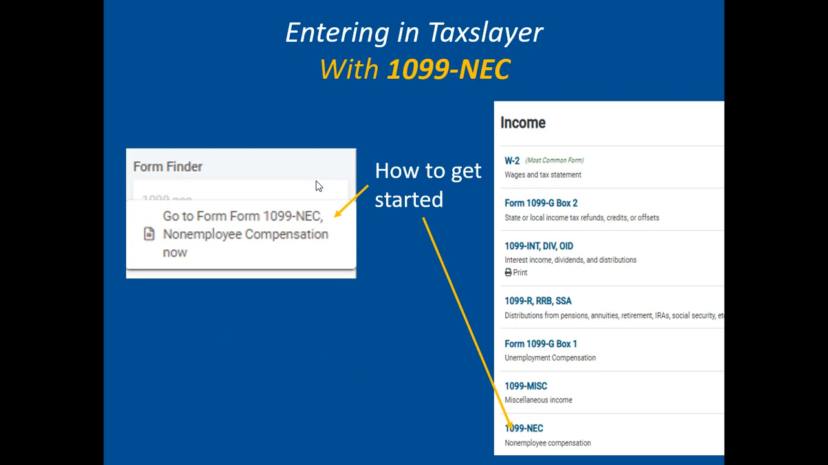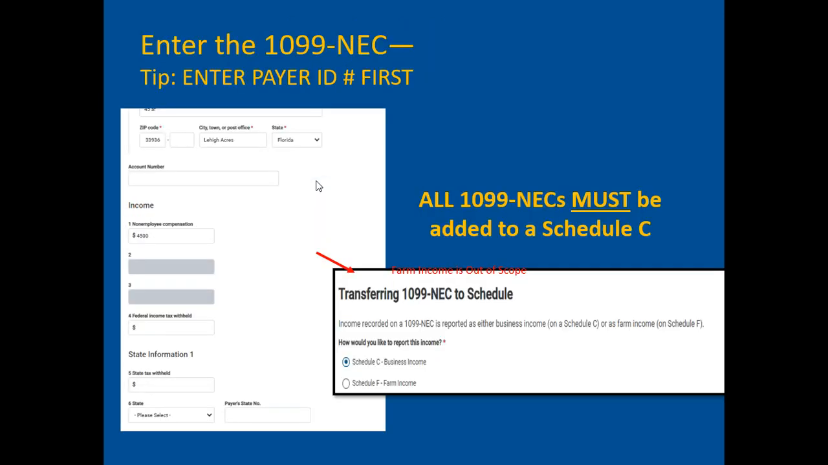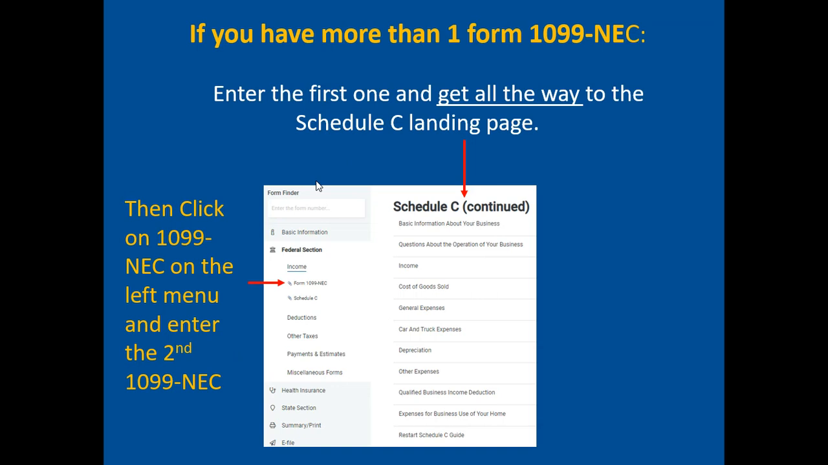So just like everything else, find the form, key in the information. Once you're done with the information and you hit continue, the system's going to say, we need to transfer it to a schedule. What schedule do you want to put it on? Do you want to put it on a Schedule C for business or a Schedule F for farm income? We do not do farm income, by the way. So you're going to select Schedule C, and then you're going to move through it.